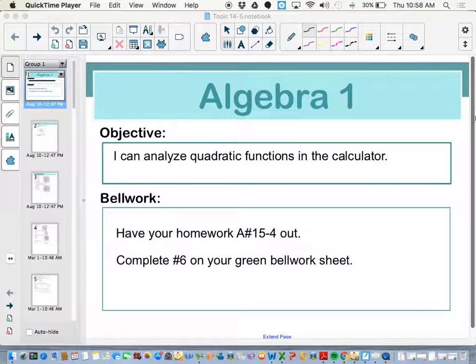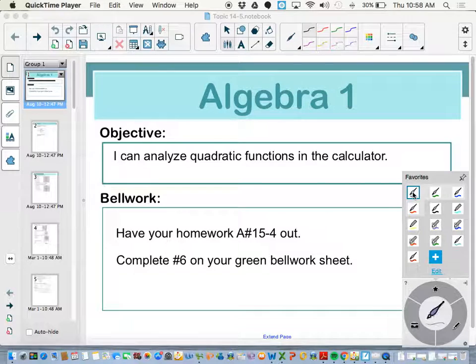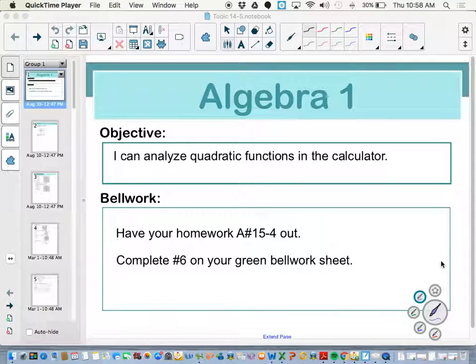Already done so, you need to make sure that you get your calculator from over there on the rack, okay?